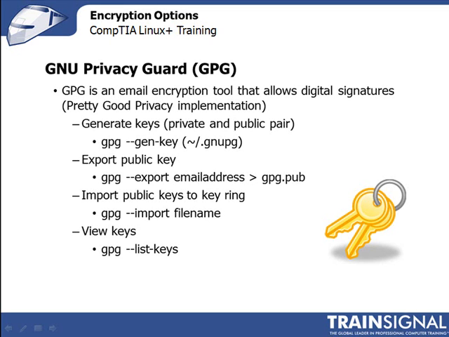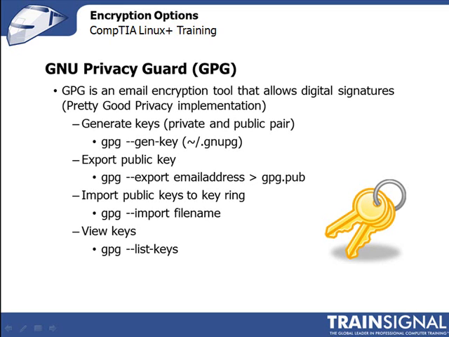GNU Privacy Guard, or GPG, is an email encryption tool that also allows for digital signatures that can be used to verify your identity. This tool is a spin-off of Pretty Good Privacy. GPG should be included with your distribution, so all you need to do is to generate the public and private key pair. You sign messages with your private key, and recipients verify it with your public key.